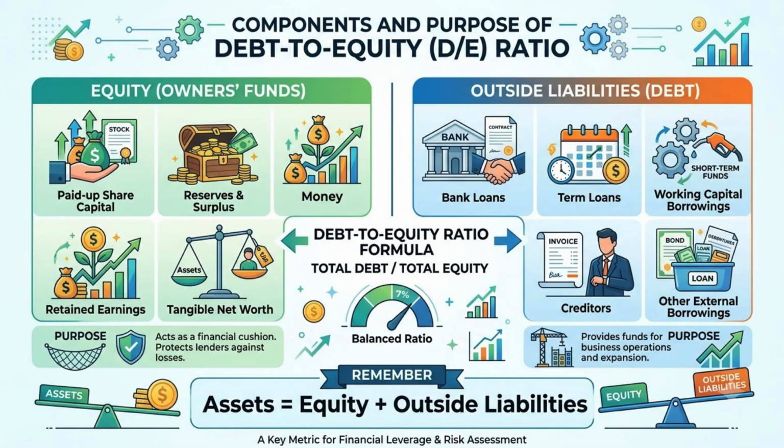The second component is outside liabilities, also called debt. These include bank loans, term loans, working capital borrowings, creditors, and other external obligations. Together, equity and outside liabilities finance the company's assets. Therefore, a balanced mix of debt and equity reflects sound financial management.